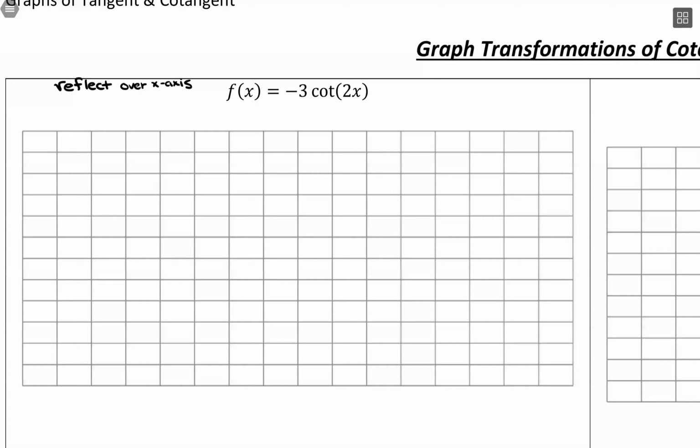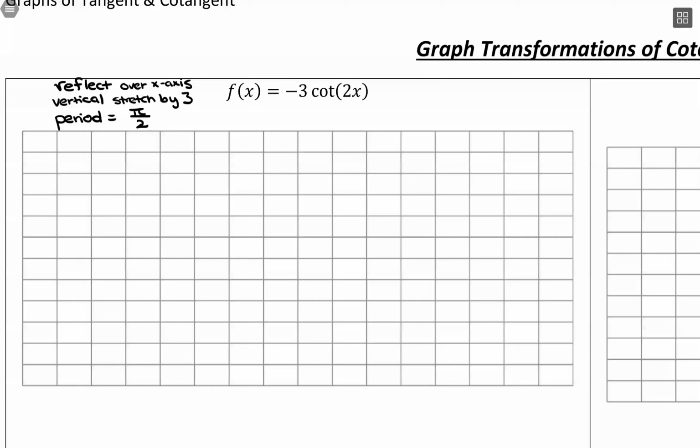With that 3, that means we're going to have a vertical stretch by 3. So instead of those 1s and negative 1s, I'll be 3s and negative 3s. And then we're going to adjust the period, which again, the original period is pi. So we're doing pi divided by b, which is 2.